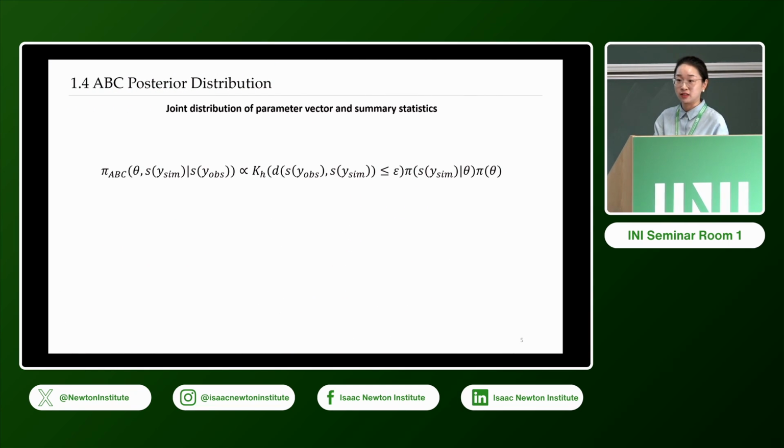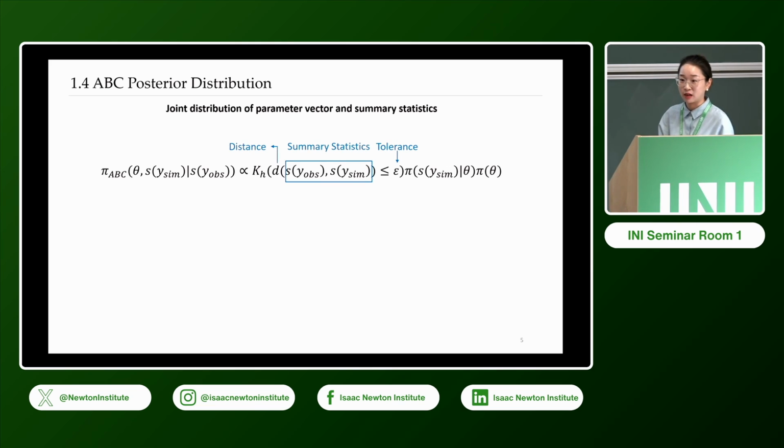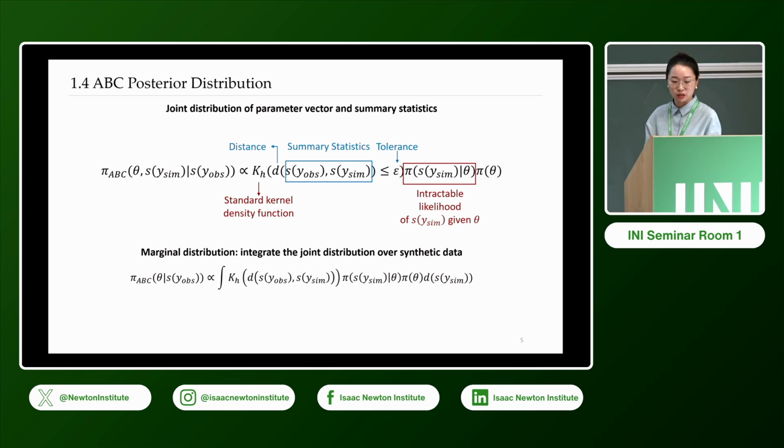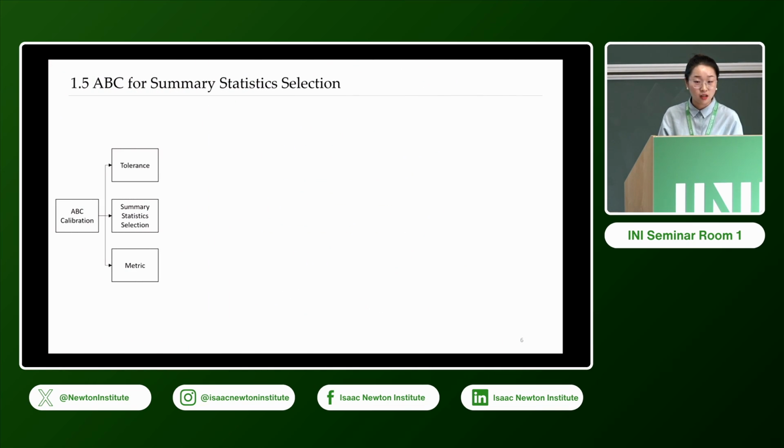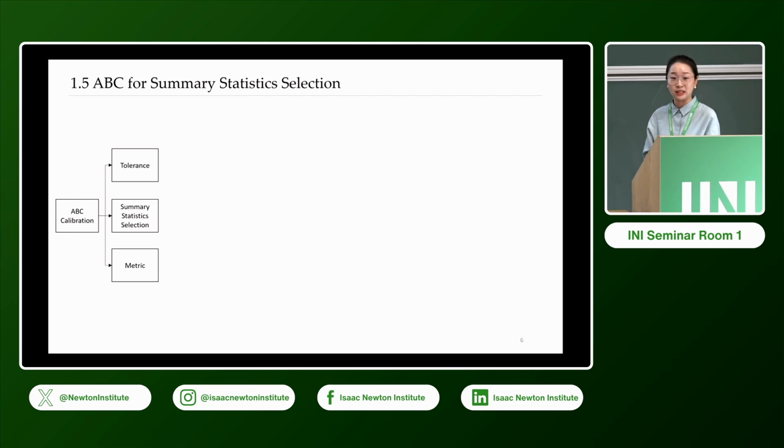Implementing this method will give us a joint distribution of the parameter vector and summary statistics, incorporating our selection of distance, summary statistics, and tolerance. By integrating the joint distribution over the synthetic data, we derive the ABC posterior distribution and use it as an approximation to the true posterior distribution. And we can see from here that the accuracy of the approximation is jointly determined by our selection of distance, summary statistics, and tolerance. Over the years, many scholars have been working on improving the computational efficiency and approximation quality of the standard ABC method from these 3 aspects.